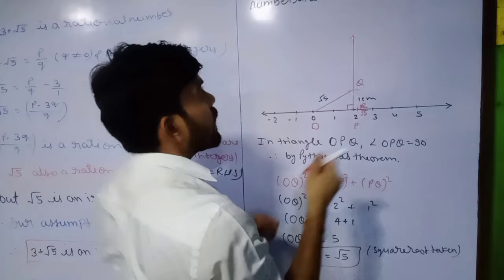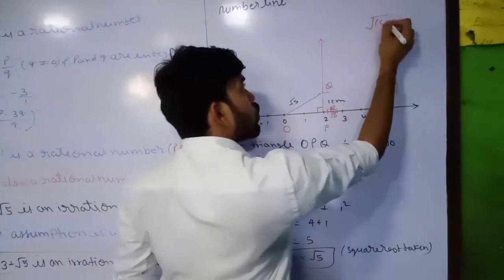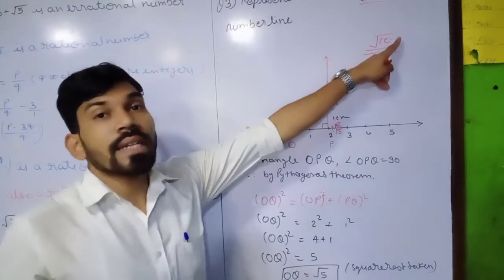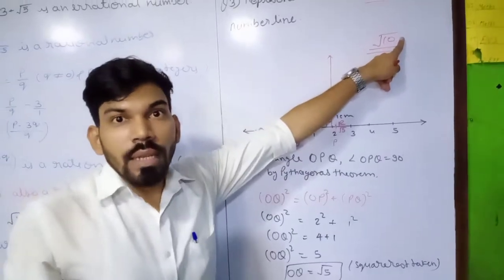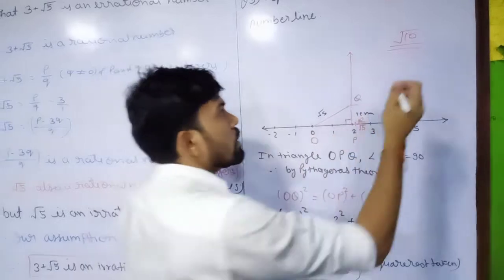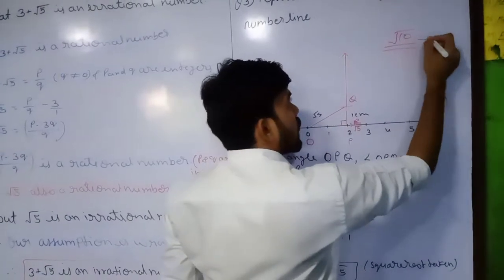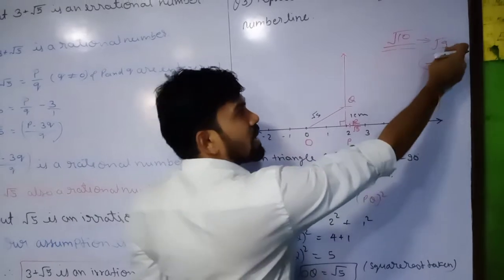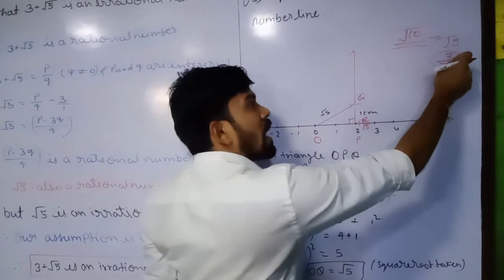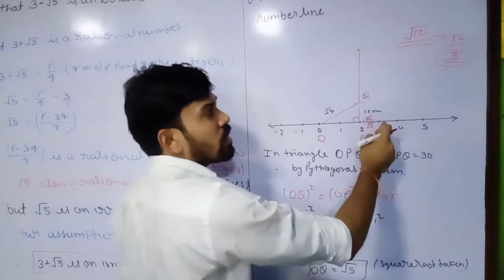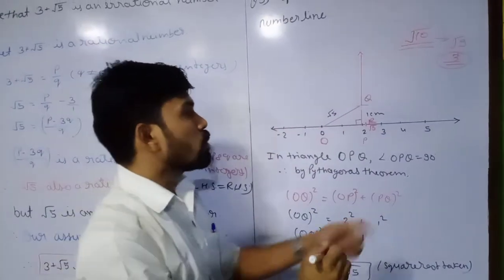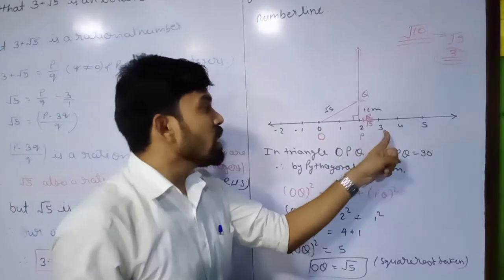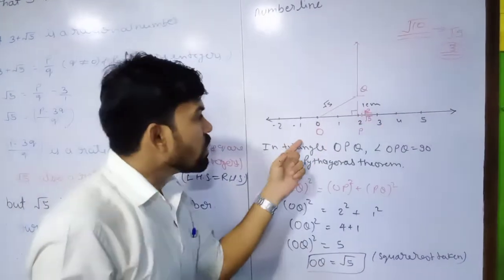For example, if you want to show root 10 on the number line, which perfect square is nearer to 10? 9. What is the square root of 9? 9 is nearer to 10, so the square root of 9 is 3. Since 10 is bigger than 9, the point will come after 3. So if you want to show root 10, we have to take the point after 3. So O and P will come at the point 3. This way we have to take it.